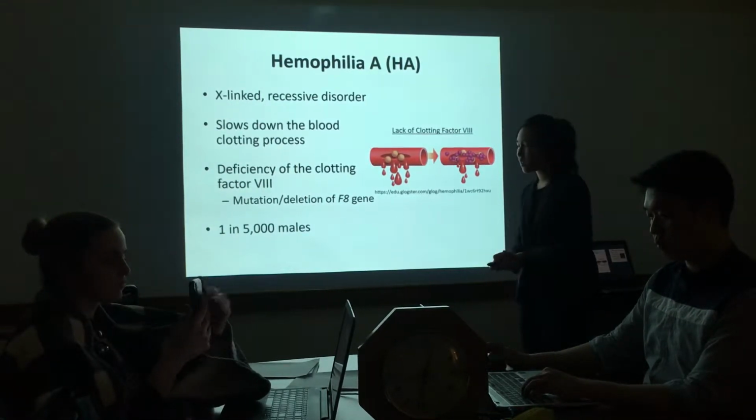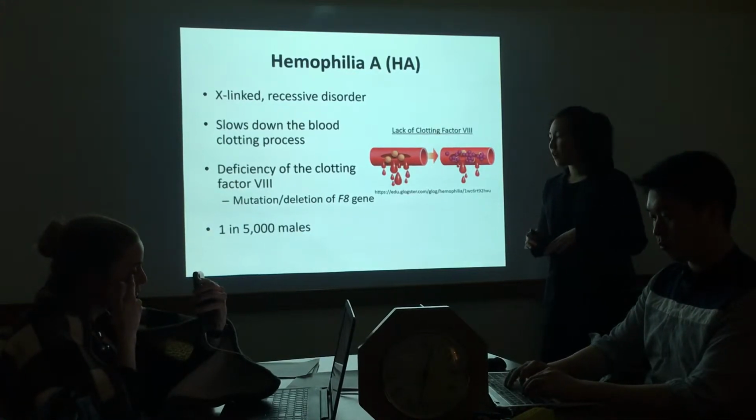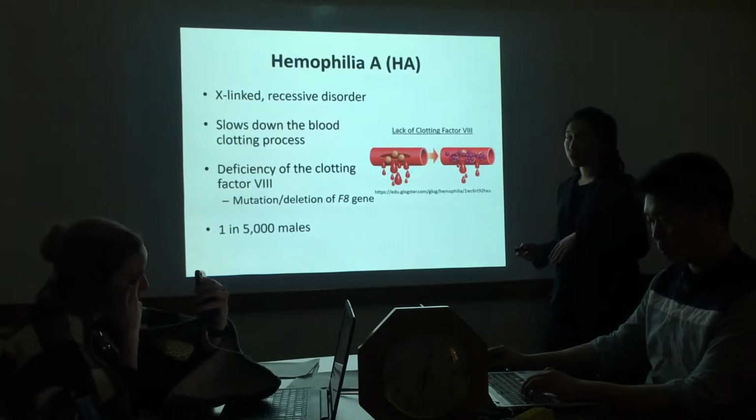And the frequency of HA is about 1 out of 5,000 in males, which is pretty rare, and it's much more rare in females.